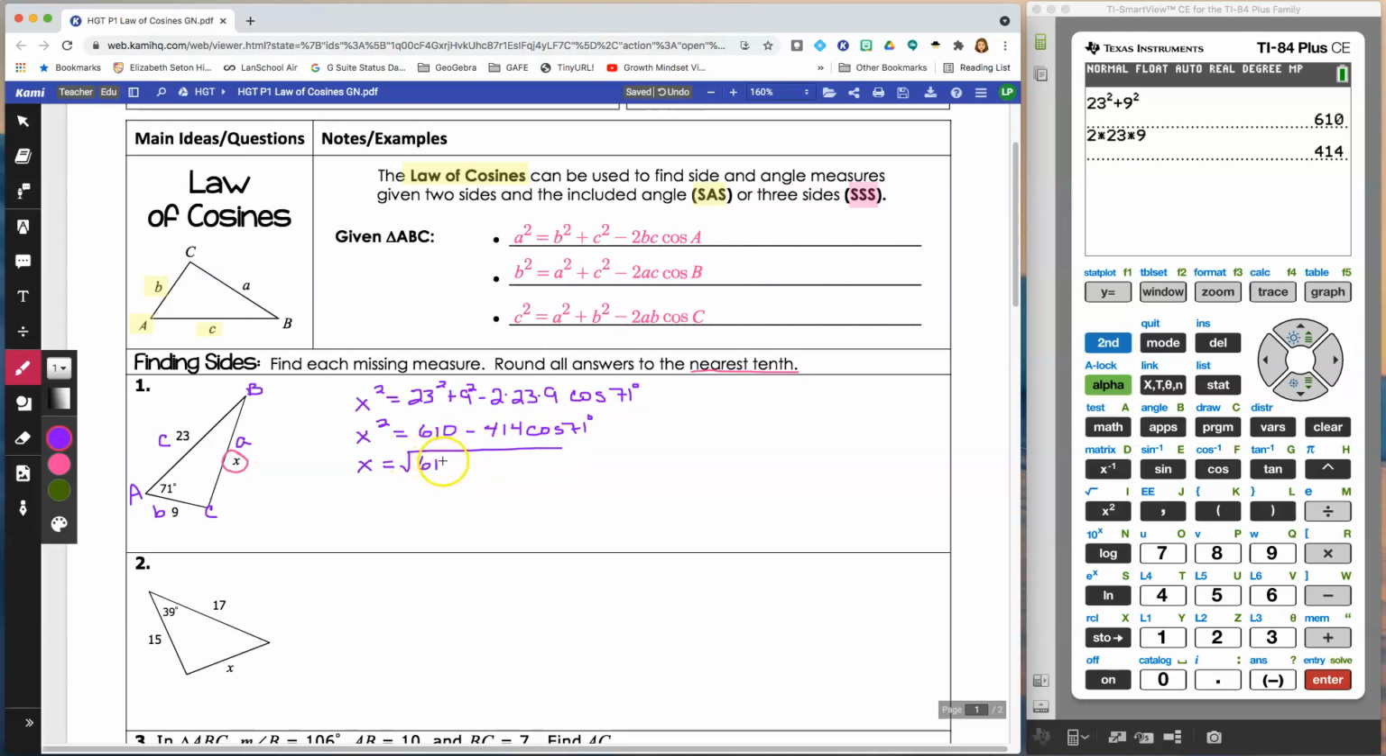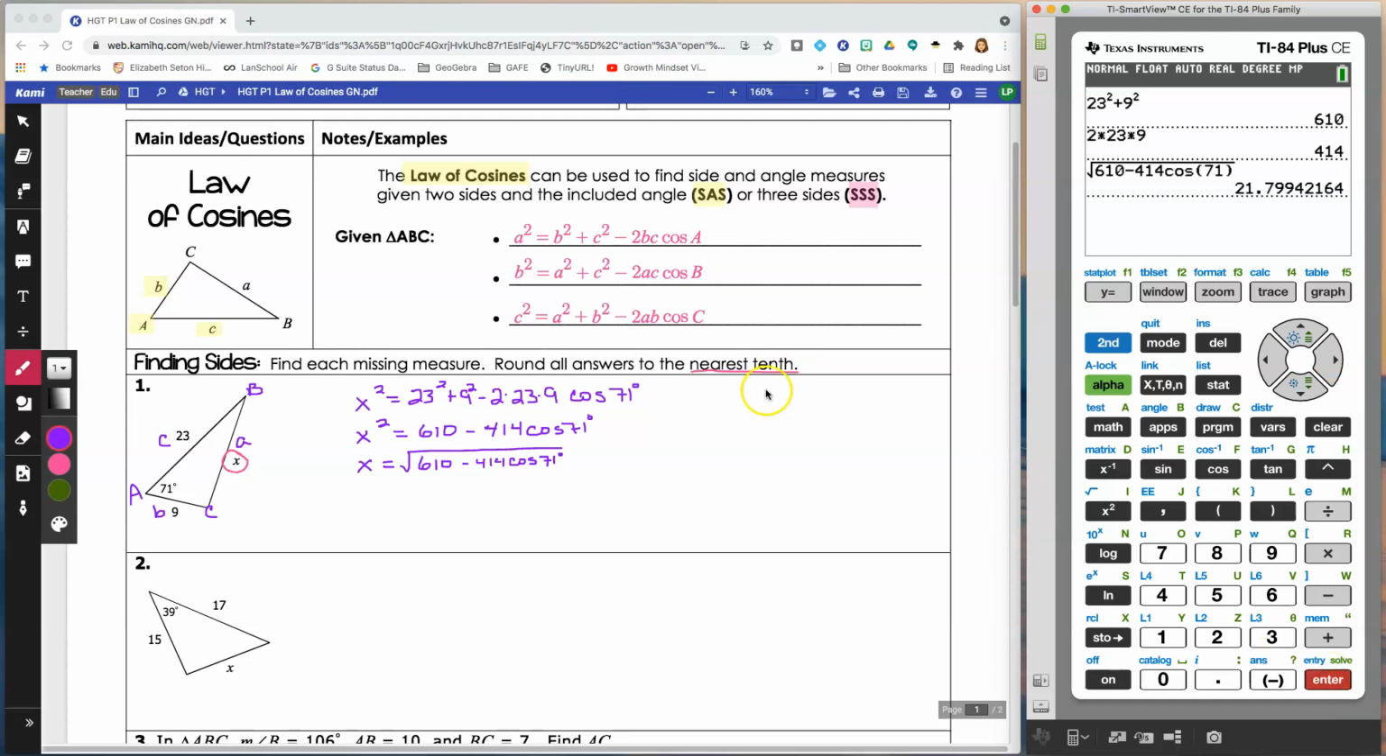So I have the square root of 610 minus 414 times the cosine of 71 degrees. Oh, sorry about that handwriting there. Okay, so that's actually what I'm going to type into my calculator right now. I have my second, and then the x squared button, that gets me my square root. 610 minus 414 cosine 71 degrees. I like to come out of my square root before I hit enter, but you don't have to. It's just my sensibilities.